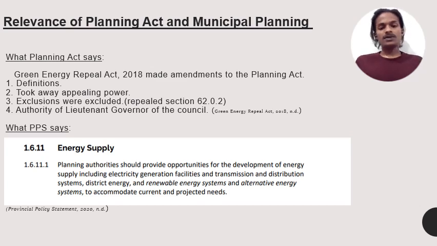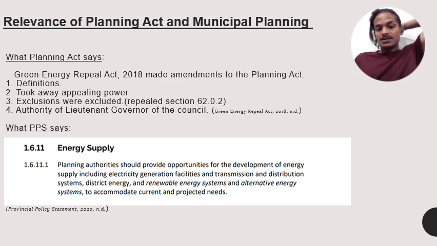First of all, the definitions of renewable energy project, testing facility, and renewable energy testing project. These three terms were made similar to those of the Electricity Act of 1998. And secondly, the appealing power was taken away. That means if a renewable energy approval application is rejected or refused, we had an option to appeal through the Local Planning Appeal Tribunal. That power was taken away by these amendments, and exclusions were excluded.